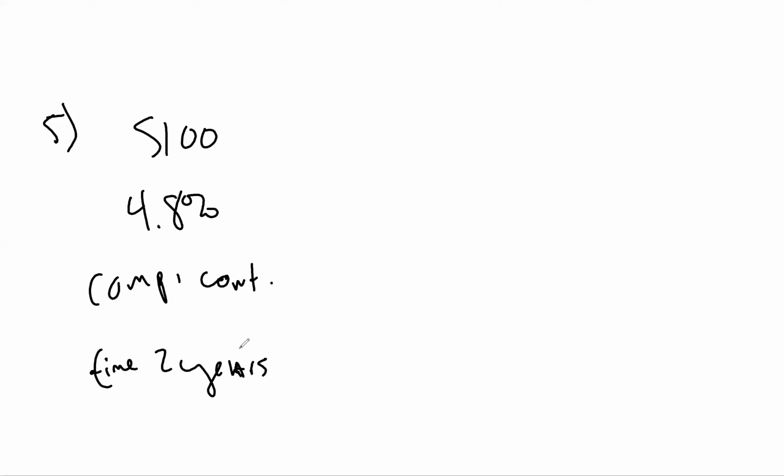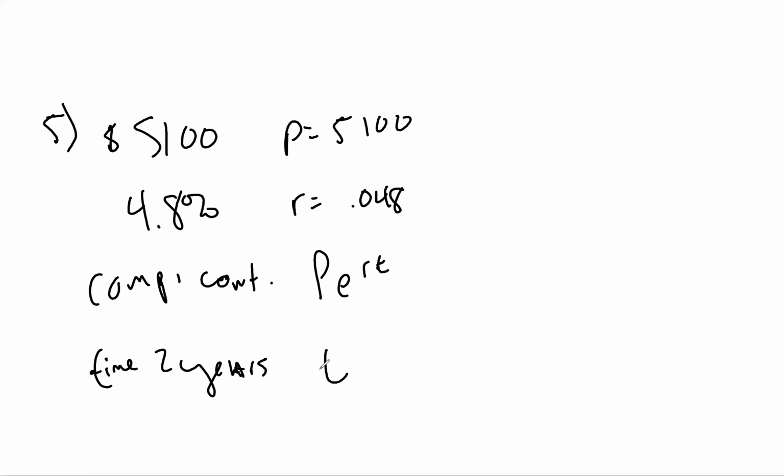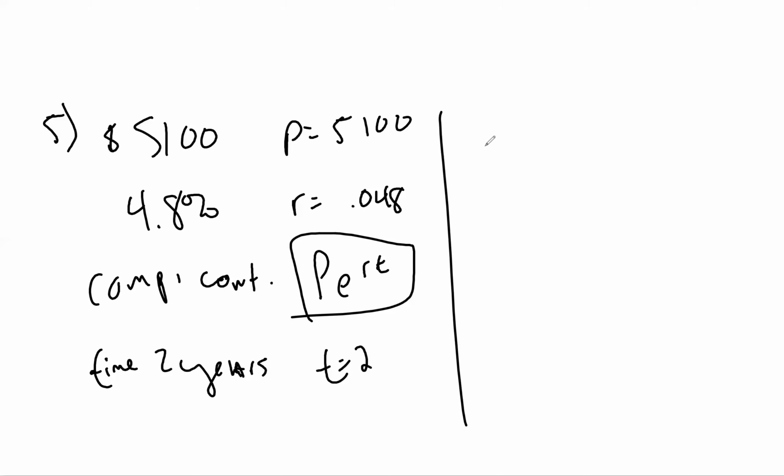And so what we're going to do is say, all right, well, I have 5,100. So that's my P-value. My interest rate is 4.8%, but I now have to turn that into a decimal, so 0.048. Compounded continuously, that's the PERT formula. And time is 2 years, T is equal to 2. So all I have to do is take this information and put it into that formula. So I'm going to have 5,100 E, and I'm going to raise that up to the RT.